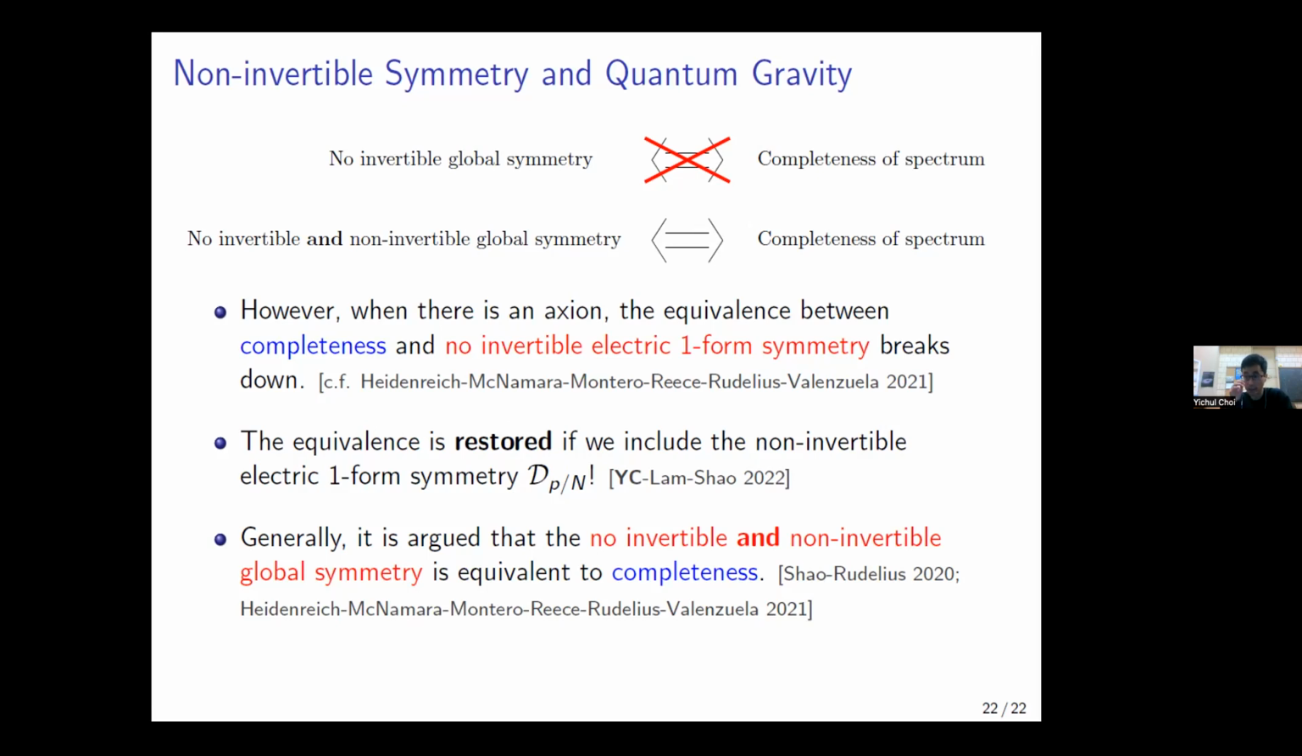The argument is essentially the same as before. If the Wilson line is endable, then my surface cannot topologically link with the Wilson line. So more generally, it is argued that the absence of invertible and non-invertible topological operators is equivalent to completeness. And this is another example of that.